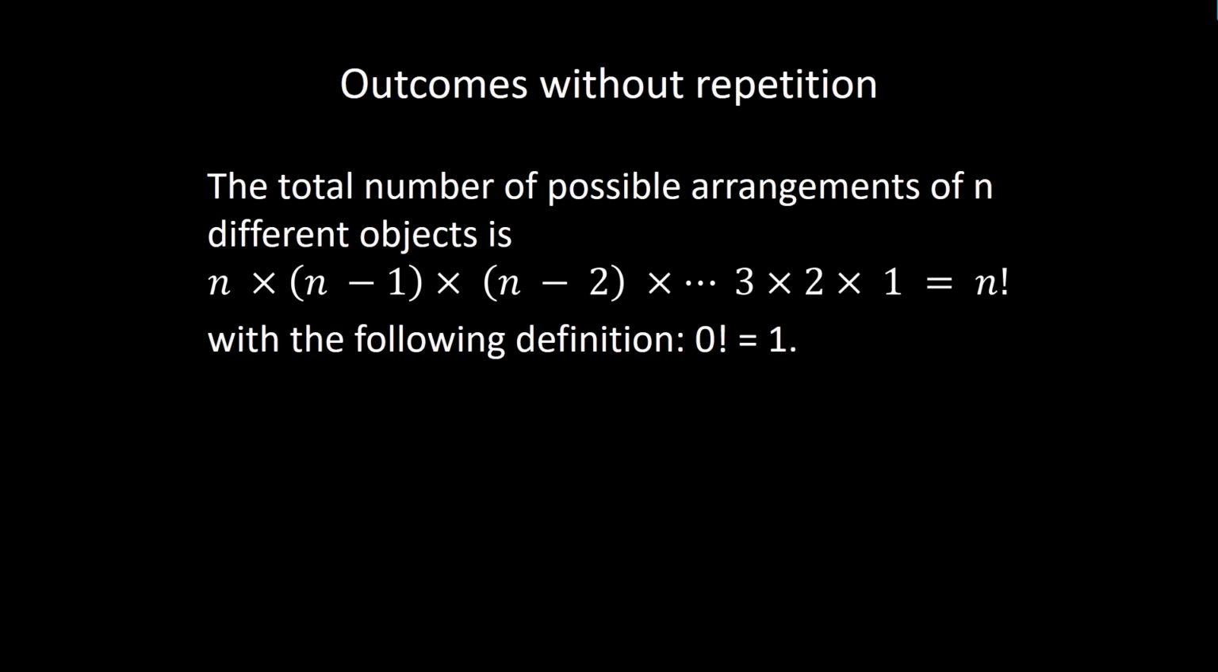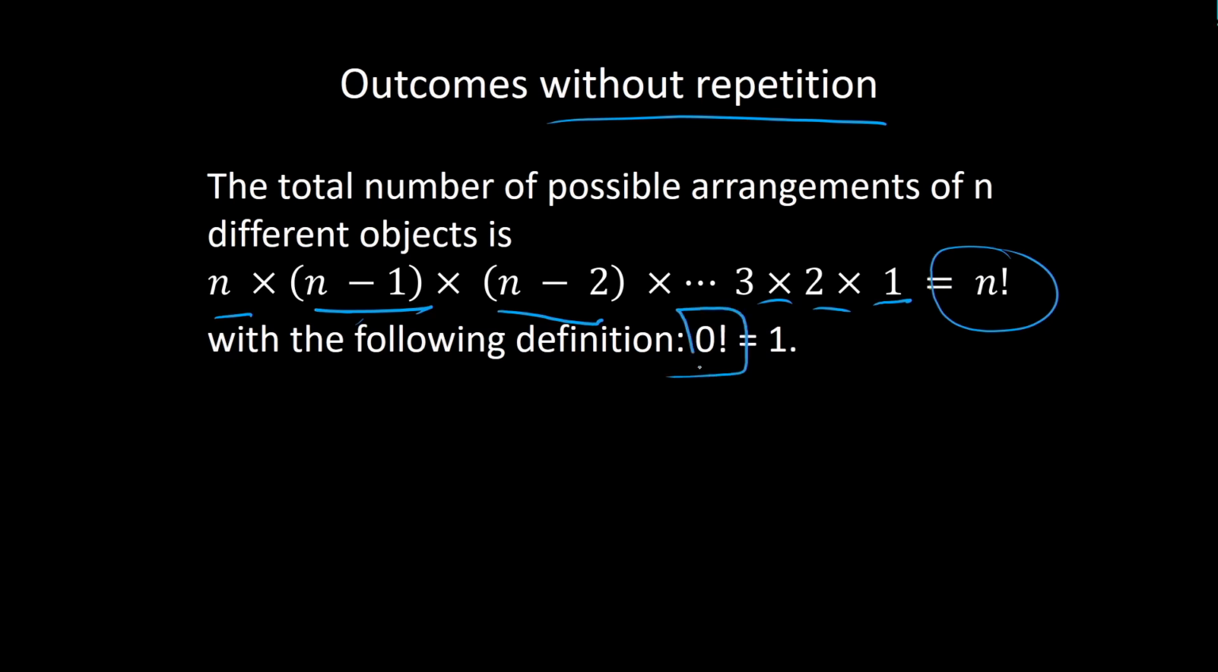So when you are not allowed to repeat letters or numbers or colors or whatever the question says, that is, outcomes without repetition, then the total number of possible arrangements is different and it actually becomes less. This is when we use this idea called factorials. Okay, so the total number of possible arrangements of n different objects is n times n minus 1 times n minus 2 all the way to 3 times 2 times 1, which gives us n factorial. And we know that 0 factorial is actually 1.